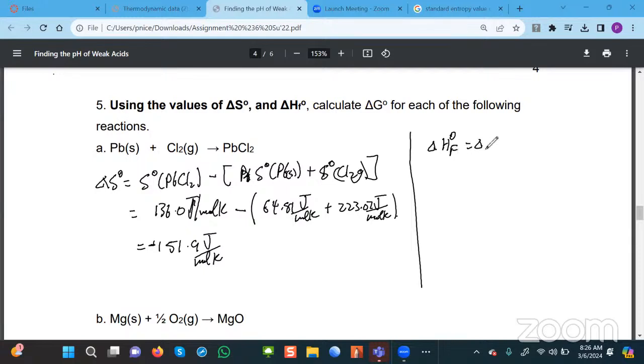This should be the enthalpy of formation of PbCl2, which again, we have to look up online because we don't have it in the tables, minus the sum of the enthalpy of formation standard of Pb solid plus that of chlorine. And this is made easier because lead and chlorine are both elements. So therefore, we know that these values will be 0. So basically, all we have to do is look up the enthalpy of formation of PbCl2. So let me do that.